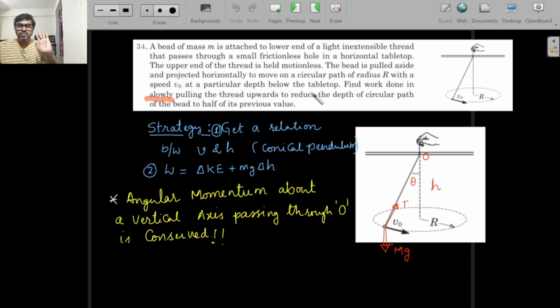Hello everyone, welcome back to another very interesting question. This is related to angular momentum conservation. Good question, properly within the IIT JEE Advanced syllabus. So let's read the question.